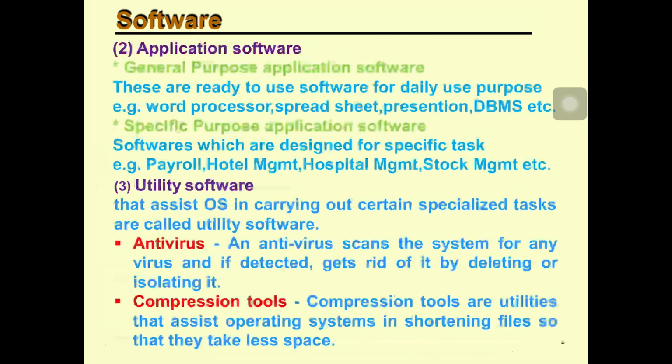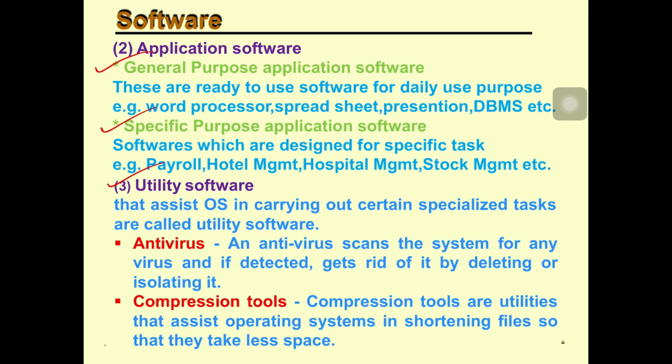Now it's time for the application software. I have already told you there are two types of application software: general purpose and specific purpose application software. I have already explained. I think it's quite sufficient.